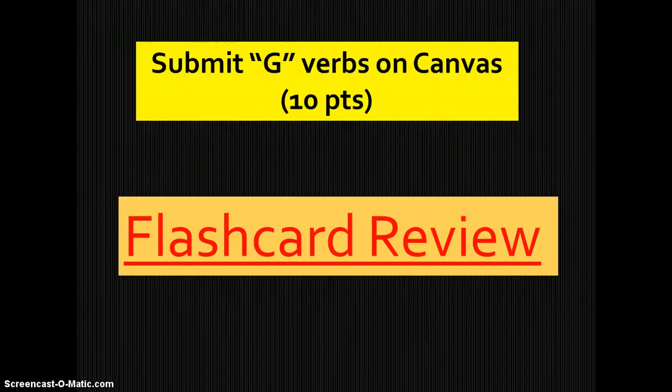All right, you can go to Canvas and do the G verbs assignment. It is worth 10 points just using the irregular verbs that happen to be in the G category. And as always, you can go to the PowerPoint and do the flashcard review to review the irregular verbs and their definitions.